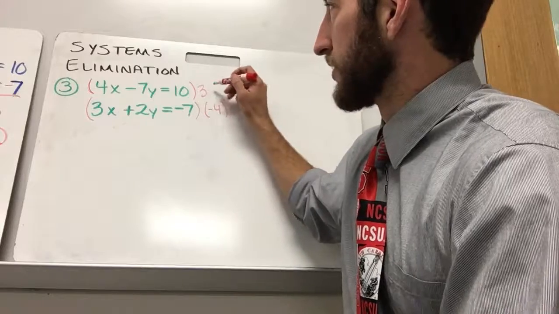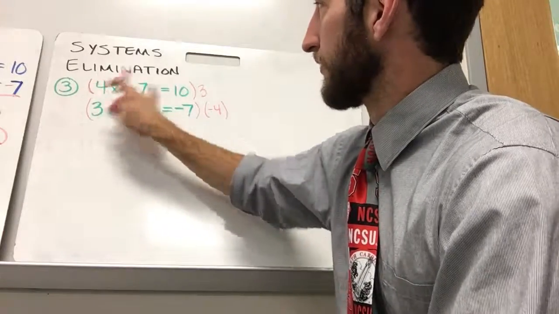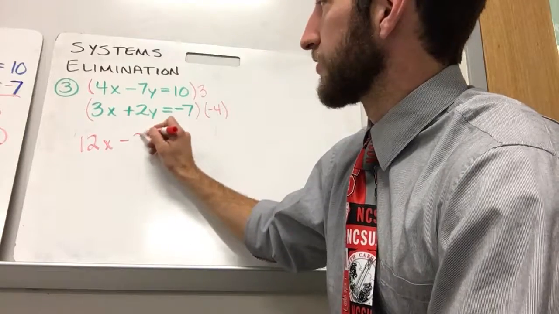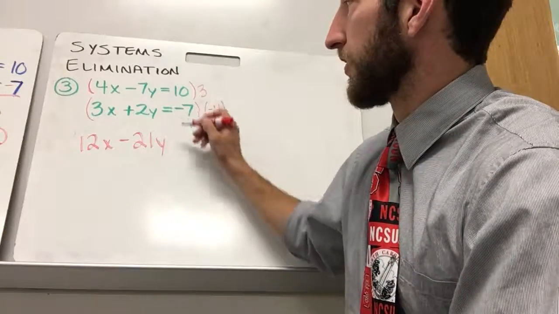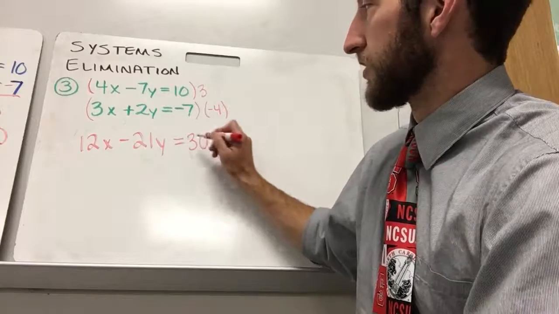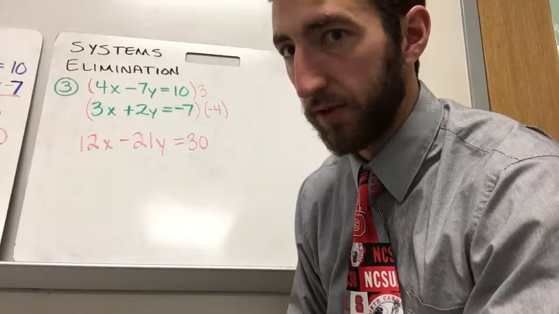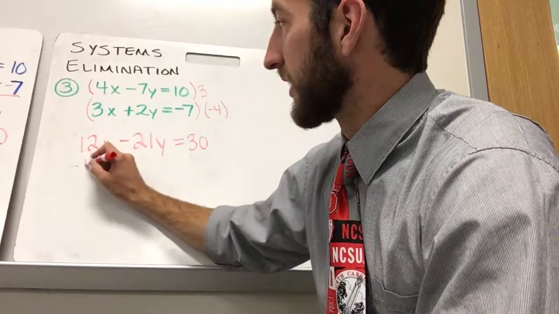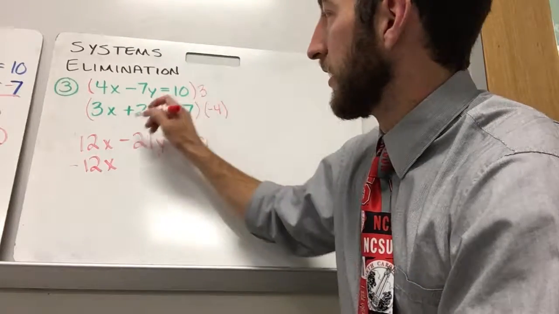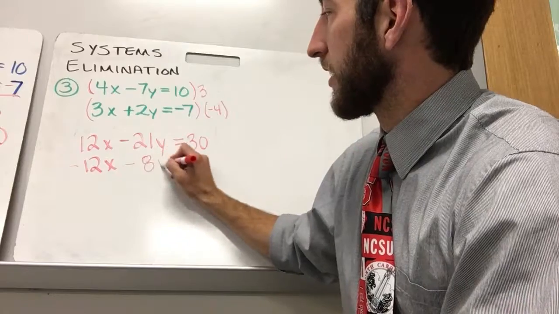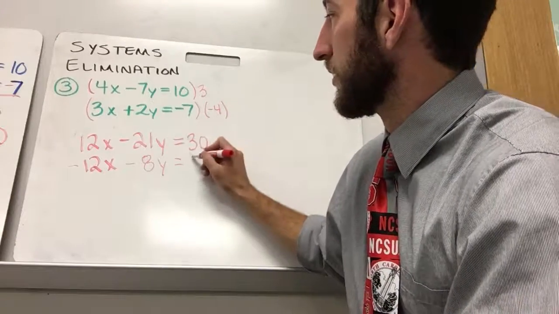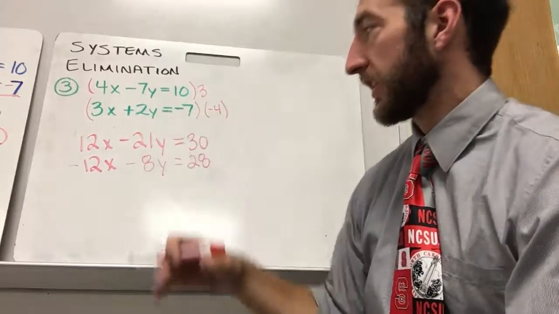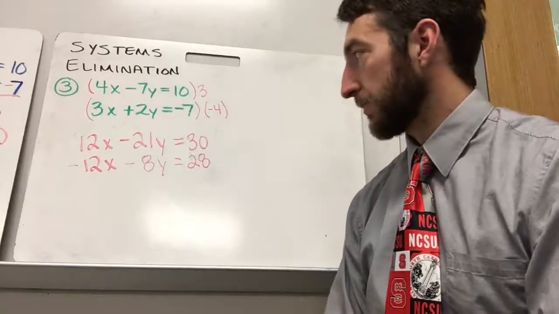So my first equation, we're just going to write it on the next line. So 4x times 3, that's going to be 12x minus 21y. Now remember, I'm distributing the 3 to everything in my equation, because whatever you do to one side of your equation, you have to do it to the other. So now I'm going to multiply this by -4, so that gives me -12x minus 8y equals positive 28. So we just multiplied the -4 times the -7, negative times the negative makes it positive.